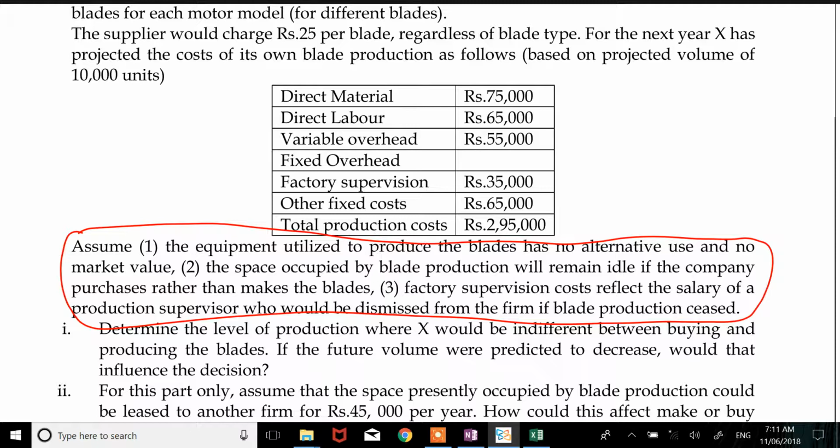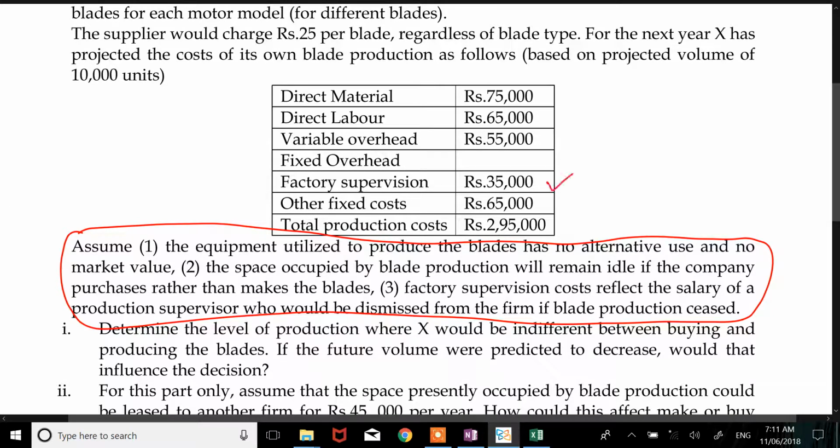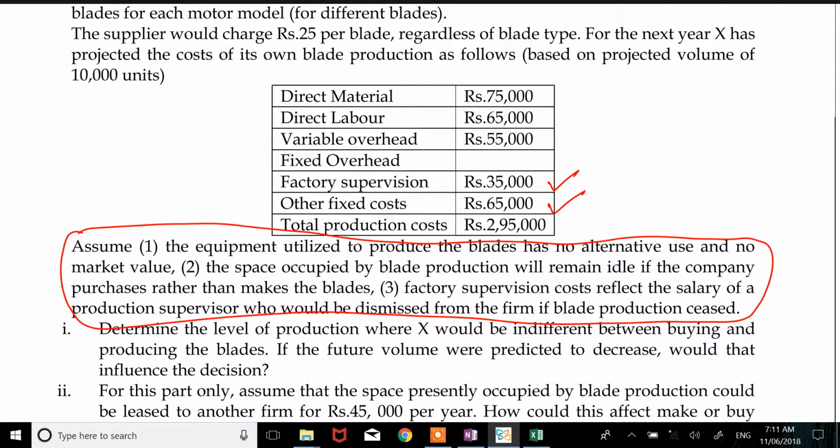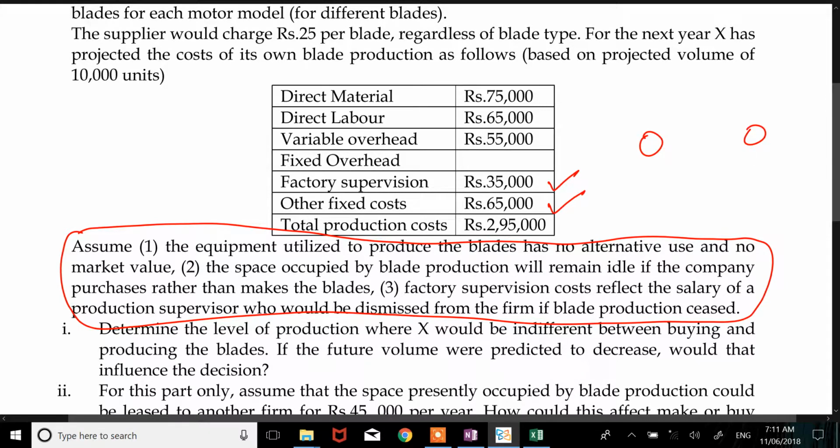Now when it comes to fixed cost, the normal understanding is that when I am buying blade, I am not going to incur any fixed cost because I am going to buy it from an outside person. There is no component of a fixed cost. Now the question has given two fixed costs, factory supervision and other fixed costs. Now please listen. In general, all fixed overheads are irrelevant unless provided otherwise. So if no additional information was given, I would have written 0 and 0.